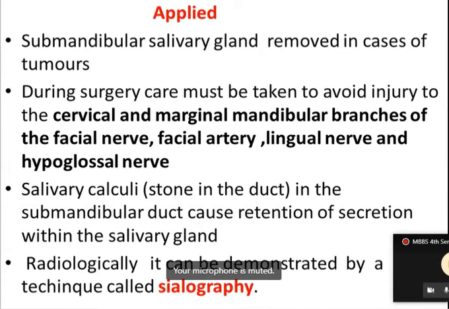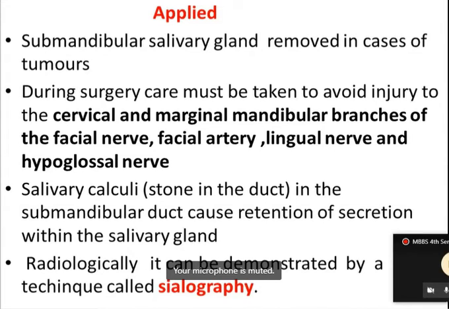prone to injury to the cervical and marginal mandibular branches of the facial nerve. So the facial nerve in the face gives different branches, among them cervical towards the neck, marginal mandibular towards the base of the mandible. So they are in danger during the surgery of the submandibular gland. Okay, and we have to protect the facial artery, lingual nerve and the hypoglossal nerve.